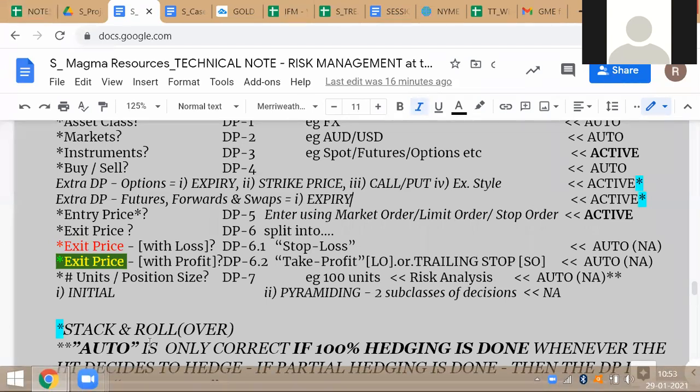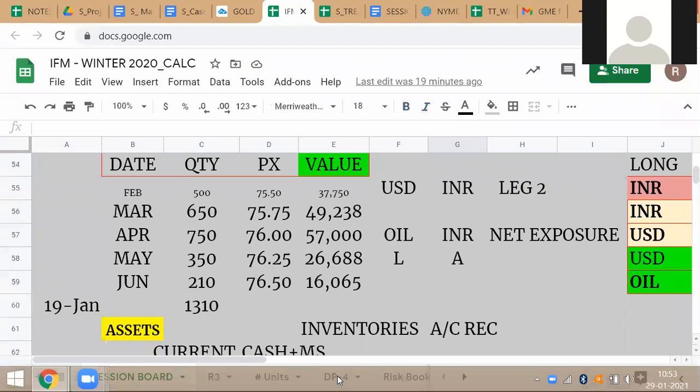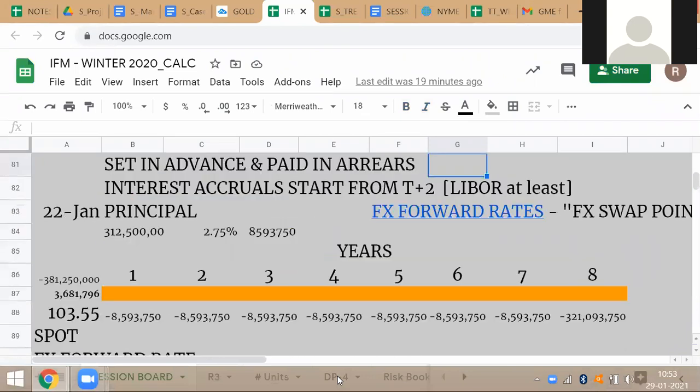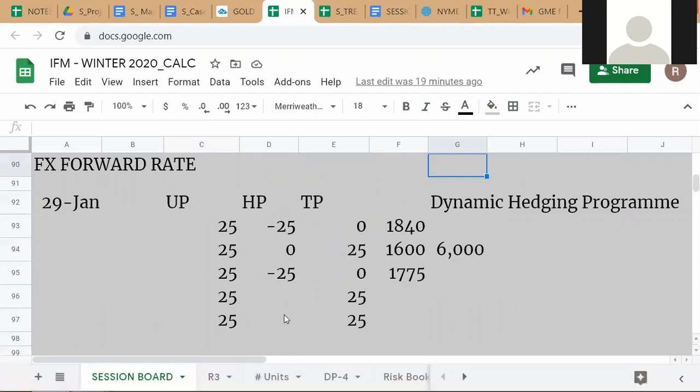Now, sir, about the dynamic hedging program, if it increases our total risk, how is it a hedging? Because in trying to save our losses, we are actually incurring losses. So it would be ironic. So, sir, how is dynamic hedging actually hedging when it increases our total risk?